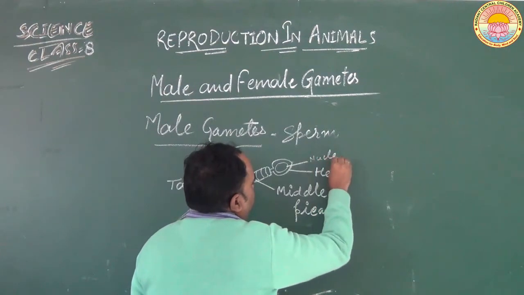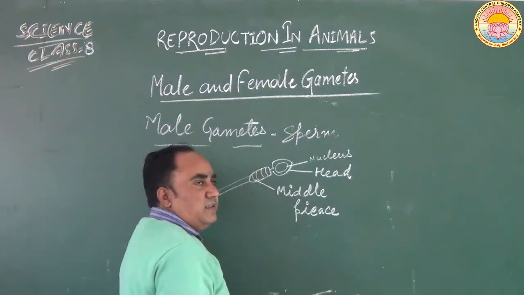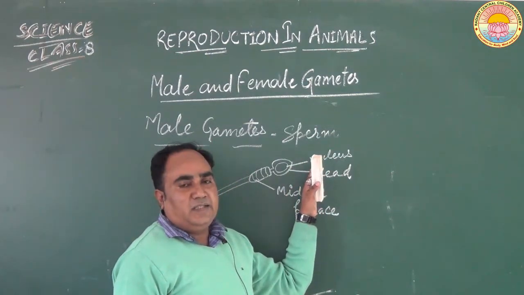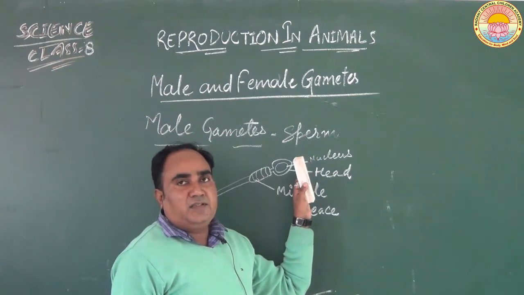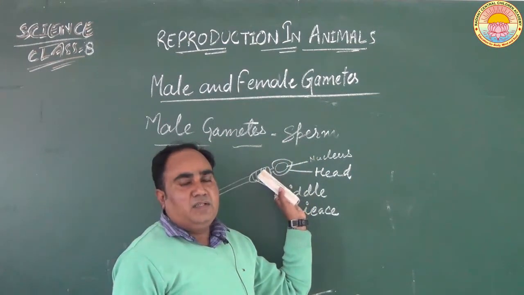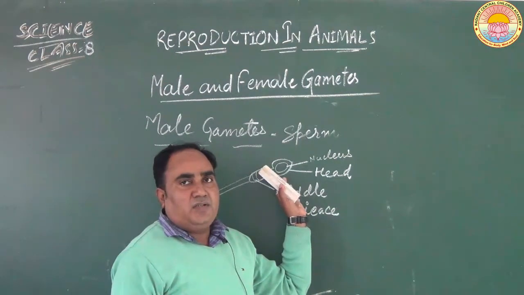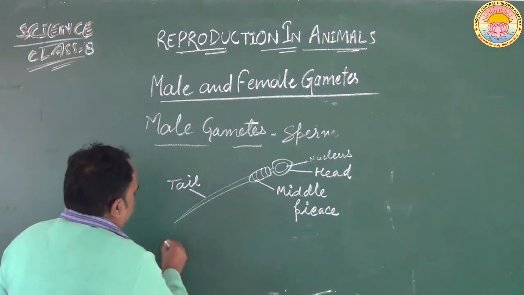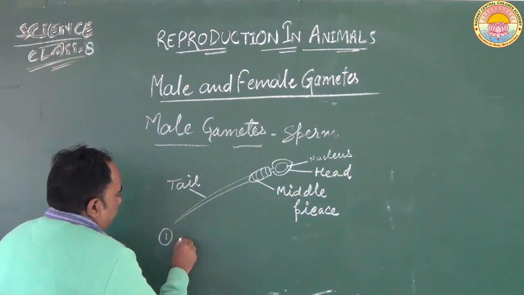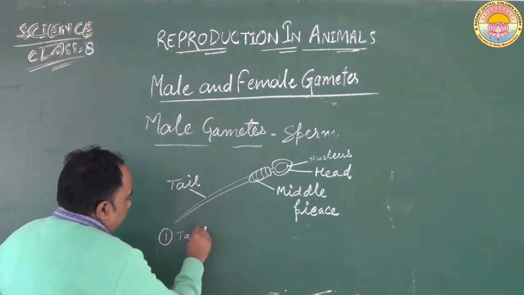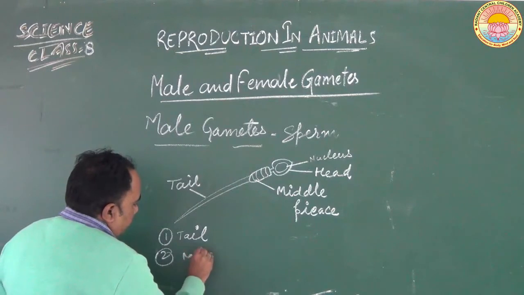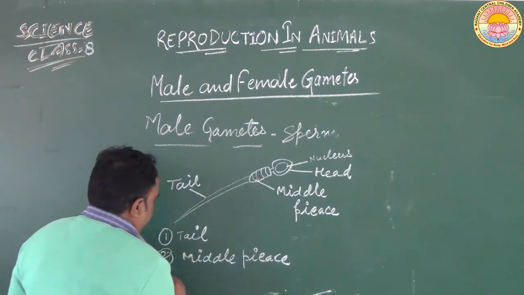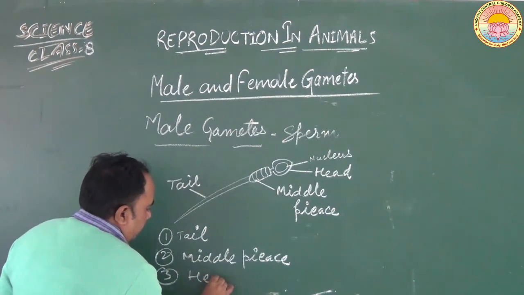and this is the nucleus that contains genetic material. The nucleus contains the genetic material that is transferred from the parents to the offspring. So this is the structure of the sperm. It has three main parts: tail, middle piece, and the third one is the head.